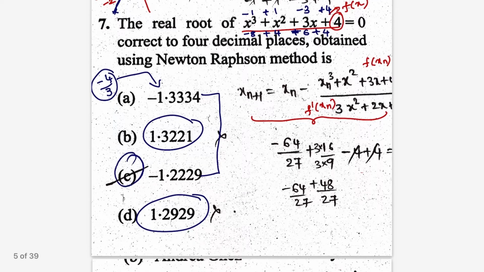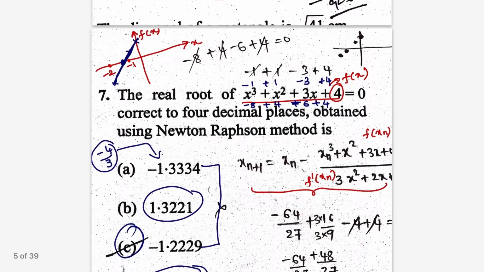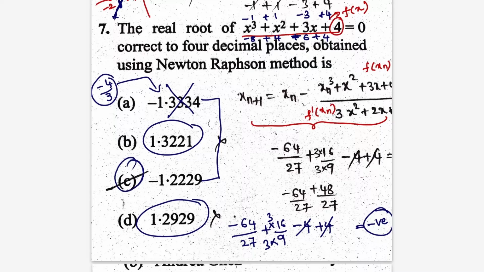So if I substitute x as minus 4 by 3 in this given f of x, it would become minus 64 by 27 plus 16 by 9 minus 4 plus 4. If you see this, into 3, 48 minus 64, this comes out to be a negative value. So if you plot here at x equal to minus 4 by 3, f of x is somewhere here. So this is also not the right option. So the right option is 1.29.